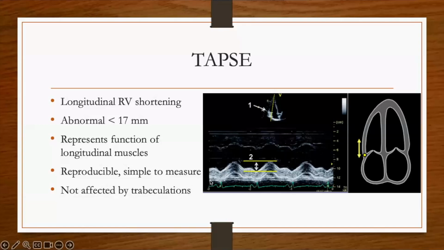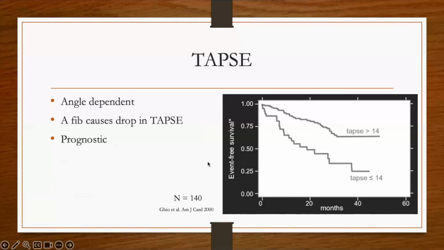It is a simple measurement to perform. It is reproducible, and because of the location that we try to look at, it is not affected by trabeculations. It is somewhat angle dependent, and things such as, for example, atrial fibrillation can affect the TAPSE, and it can cause a drop in it.